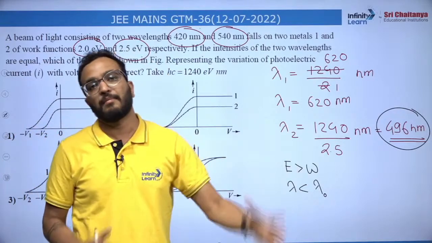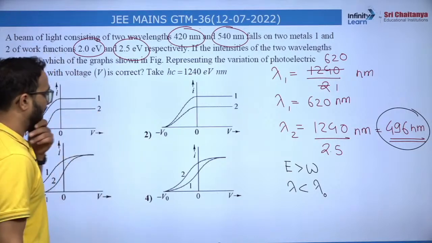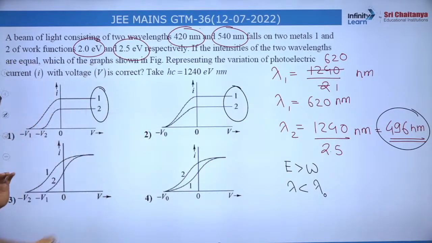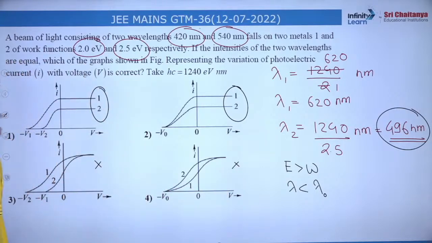Intensity here is directly proportional to the photoelectric current. That means higher the intensity, higher will be the value of the current. So that is why current in the first case will be greater than the current in the second case. That means this and this both are true, right? This is wrong, this is wrong. That means 3rd and 4th options are wrong. So we'll go for either first or second.